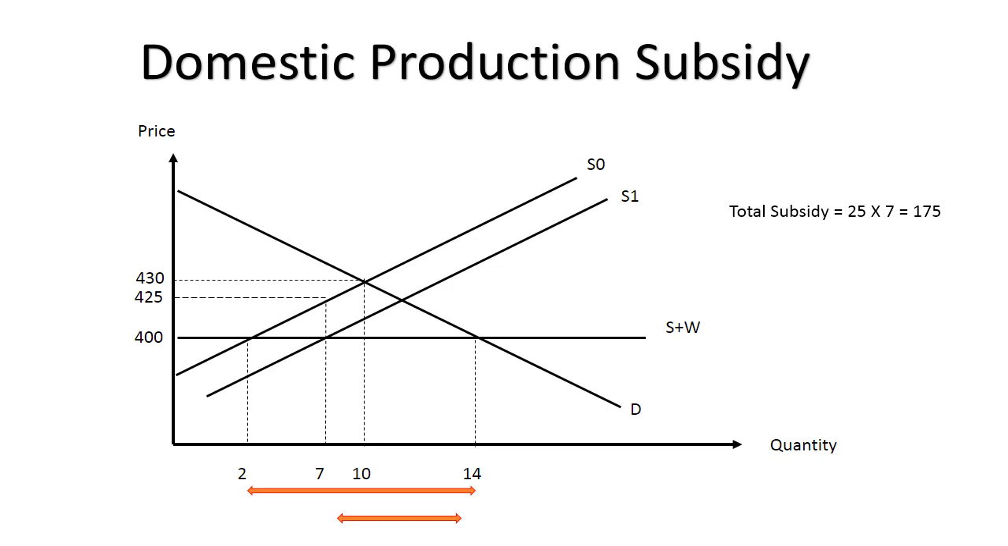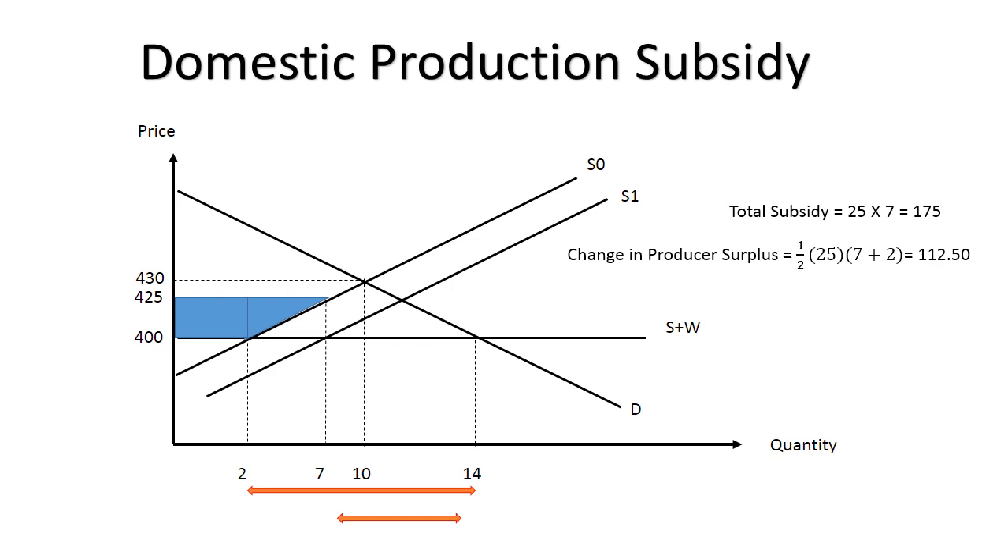Now we are going to look at the change in producer surplus. How much is the change in producer surplus? The blue area is the change in producer surplus. It is 1 over 2 times 25 times (7 plus 2), so you will get 112.5. This area is the change in producer surplus.